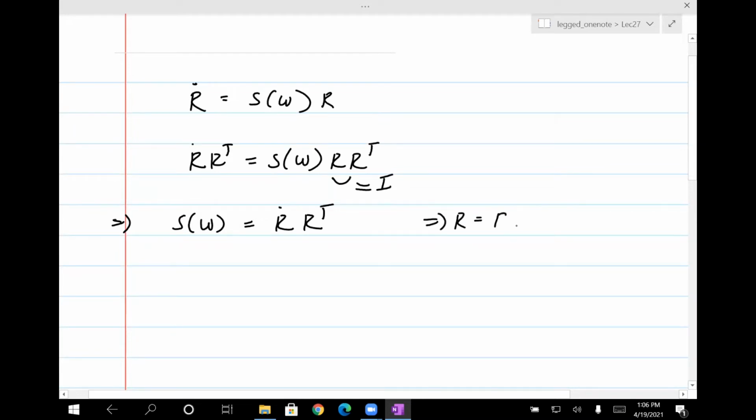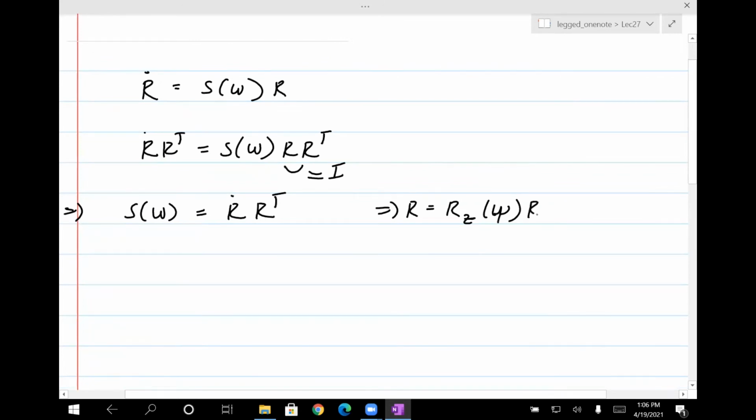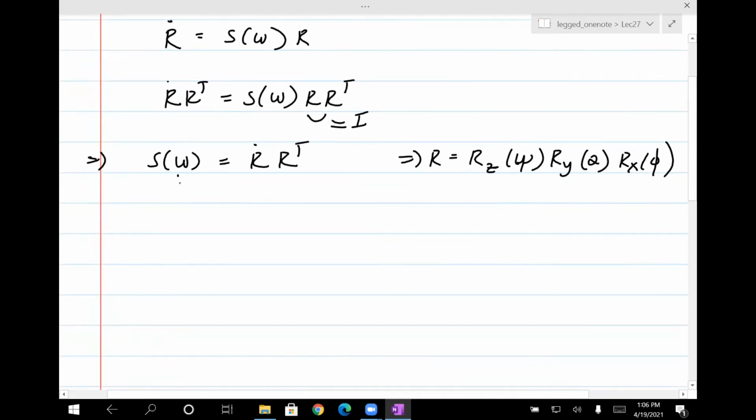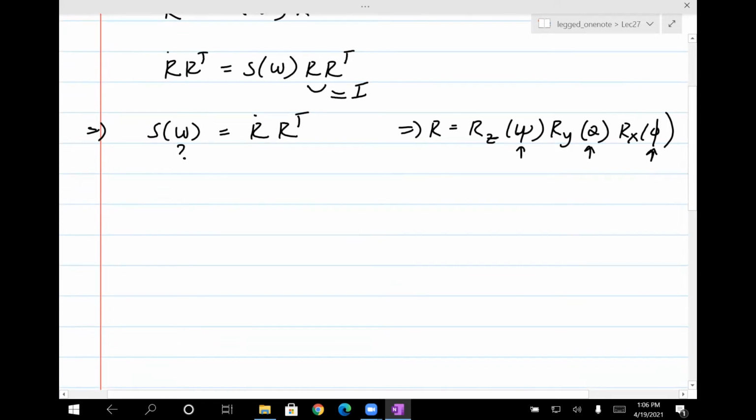Remember that R is RZ RY RX. I think we used psi for rotation about the Z axis, theta for rotation about the Y axis, and phi for rotation about the X axis. Given this, we need to find what omega is and somehow relate it to these Euler parameters. That's a kind of tedious calculation, but it's doable. We're going to actually find R dot, put it in there, and then simplify. So let's start doing that.